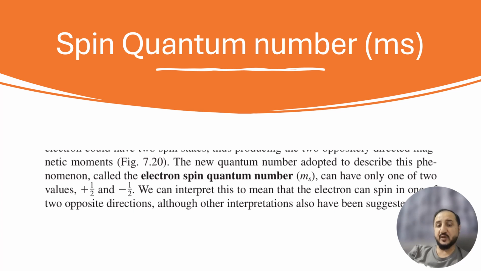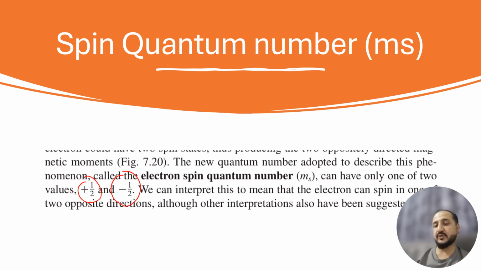Then moving on to the spin quantum number, when you enter into the orbitals, you find the electrons there. So two electrons are actually there. One electron will be spinning clockwise, and the other electron will be spinning anti-clockwise.